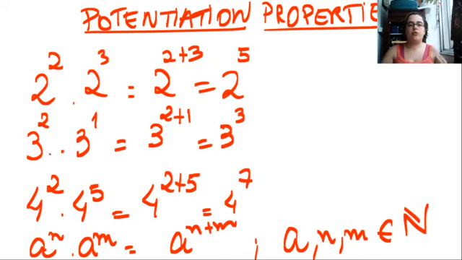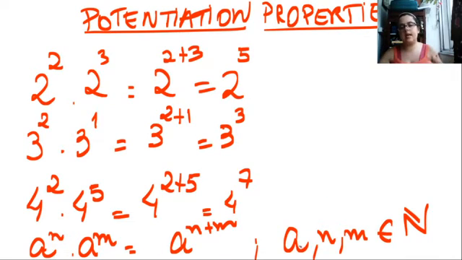Here, 3 elevated to the second power times 3 elevated to the first power. So I repeat the base 3 and I add 2 plus 1, which gives me 3. 4 elevated to the second times 4 elevated to the fifth. I repeat the base 4 and I add 2 plus 5, which gives me 7. So for any positive natural number a elevated to the n exponent times the same number a elevated to the m as exponent, I repeat the base a and I add n plus m.